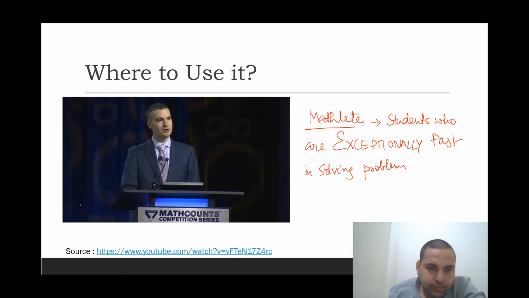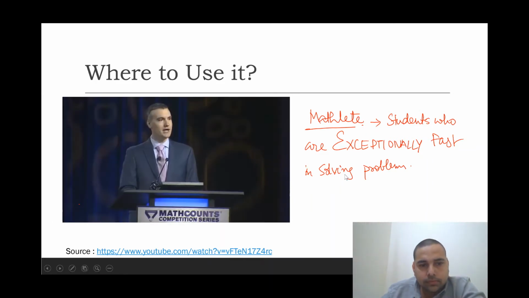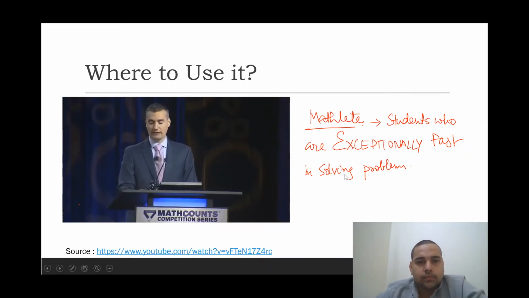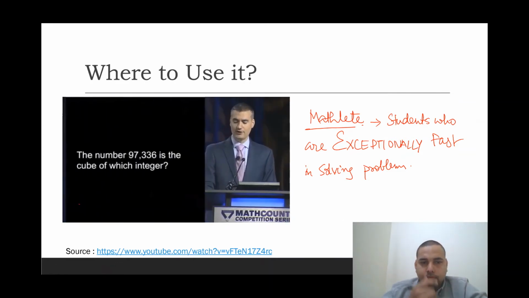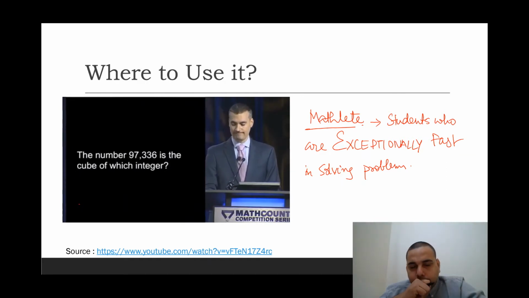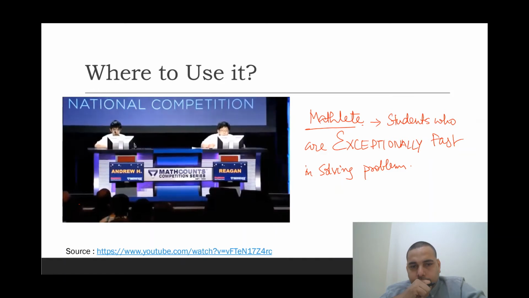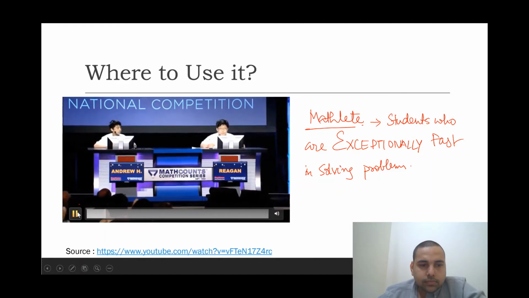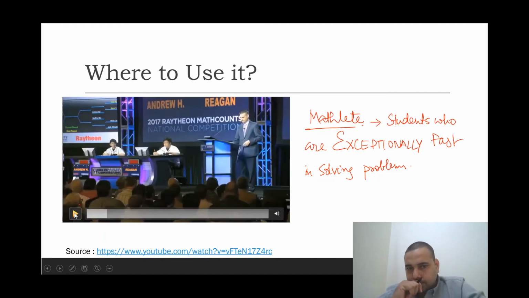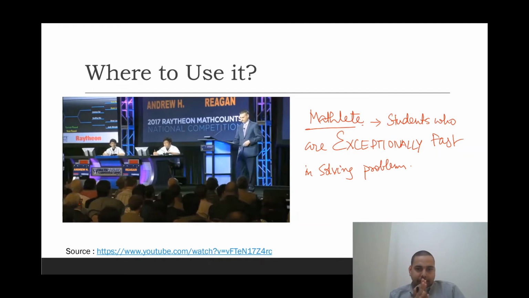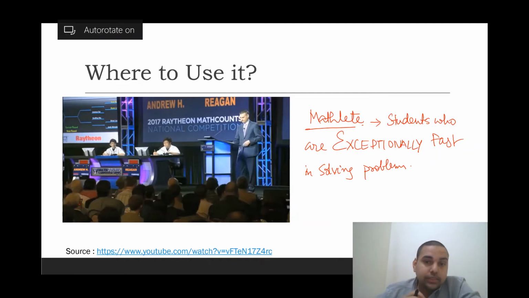Now look at this question. In our matchup, our second question is: the number 97,336 is the cube of which integer? Andrew. 46. 46 is the correct answer. Did you notice something? It took around 5 to 6 seconds for the host to say the question, and the student was able to answer the question within 6 seconds.